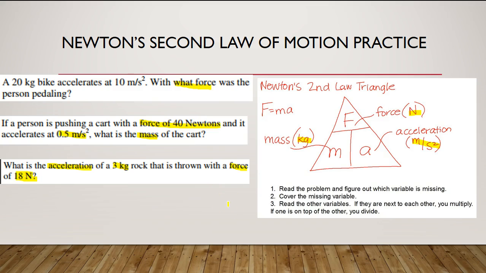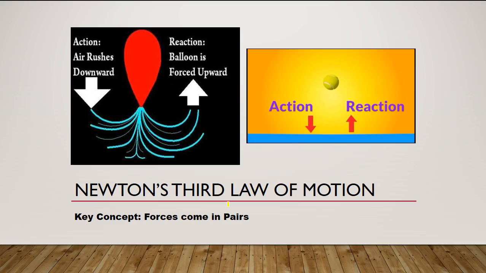Okay, so let's go to Newton's third law of motion. For every action, there is an equal and opposite reaction. So here's an example. The air coming out of the bottom of the balloon pushes downward, and then the reaction is the balloon that's going to fly upward. It's going to go upward.